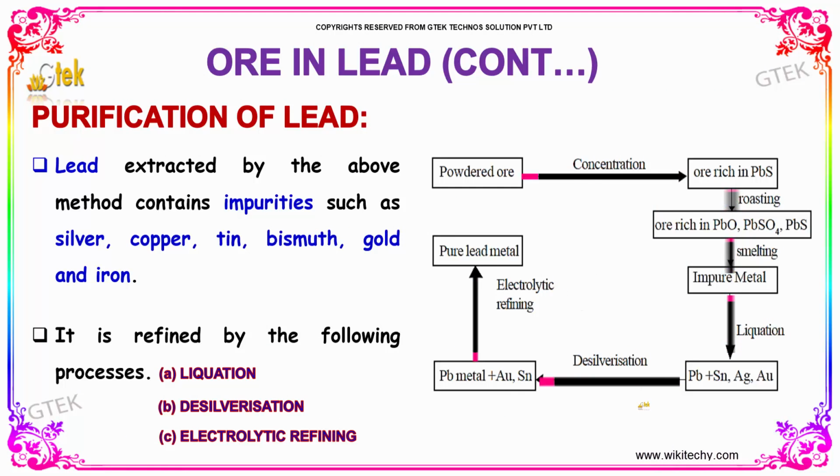Purification of lead. The lead extracted by the above method contains impurities such as silver, copper, tin, bismuth, gold and iron. Now we need to refine it by the following processes: liquation, desilverisation and electrolytic refining.